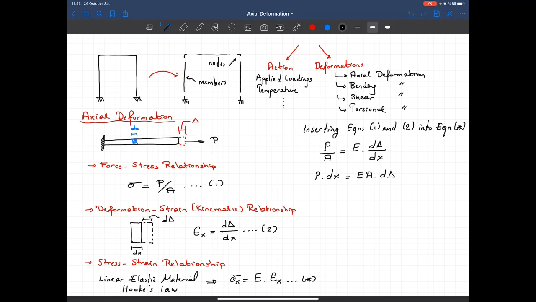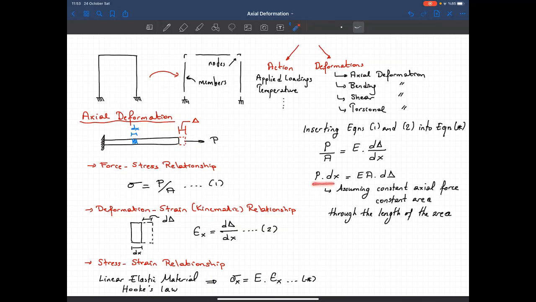Okay, now assuming constant axial force and constant area through the length of the member. If we have the area is the same, the axial force is constant. Okay, with these assumptions, what I'm going to do is this.